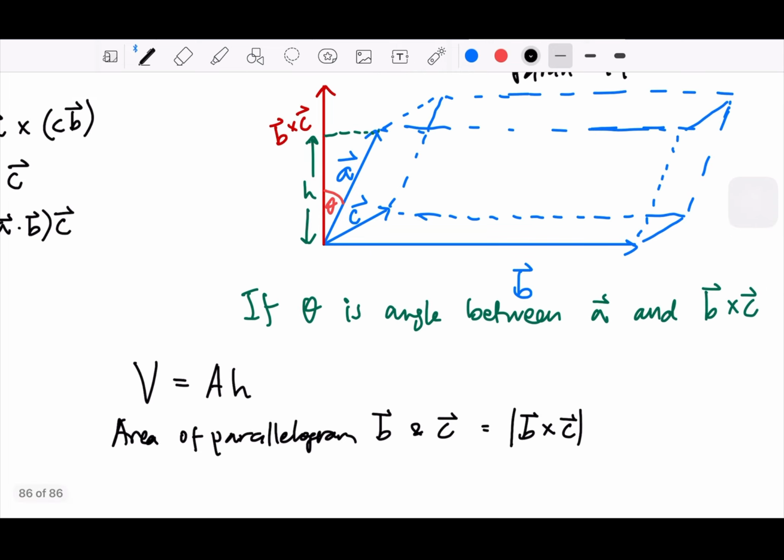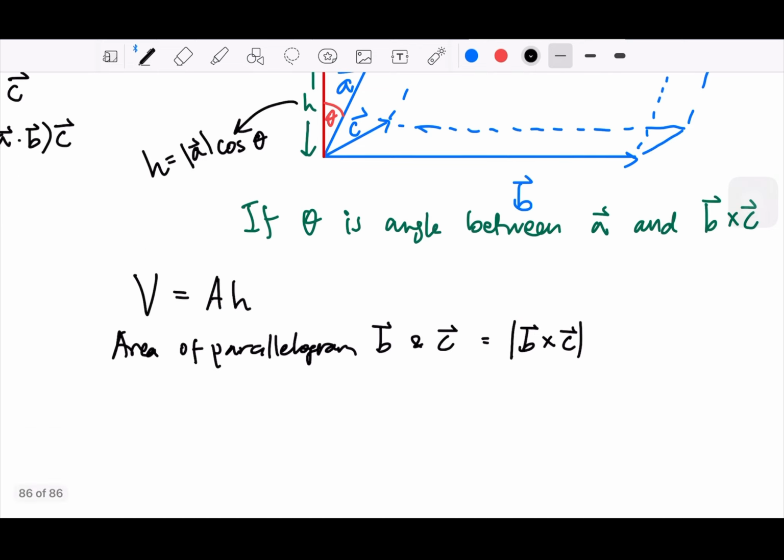And then our h, from the angle theta, we know that h will be equal to, if we are just looking at the value, the magnitude of A and then cosine theta, right? You can treat this as a triangle, and the h is just A and then cosine theta. Okay? So we can have the volume as the magnitude of B cross C and then A cosine theta.